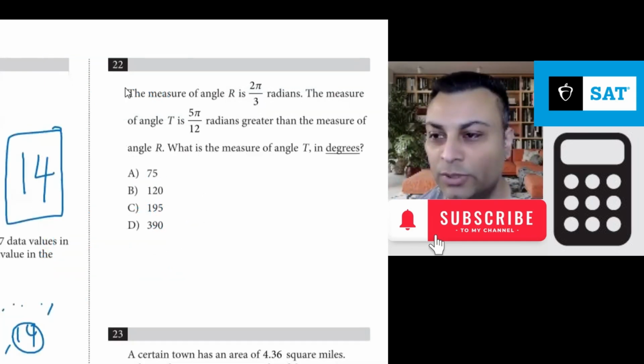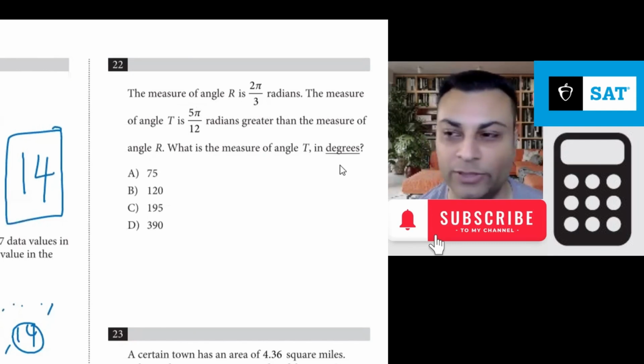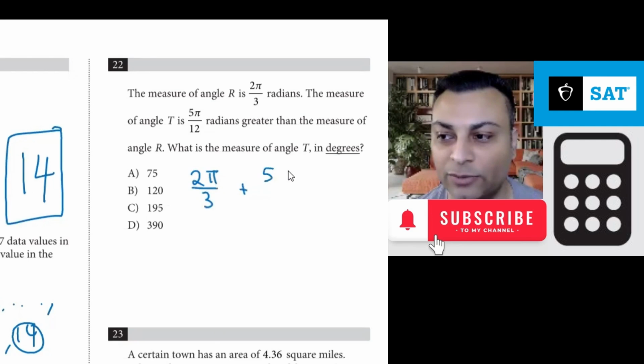Question 22. The measure of angle R is 2π/3 radians. The measure of angle T is 5π/12 radians greater than the measure of angle R. What is the measure of angle T in degrees? Okay, there are a few ways to go about this problem. So angle R is 2π/3, and angle T is this much greater. So why don't we add them? So we'll do 2π/3 plus 5π/12. This will give you angle T because it's that much greater than R.